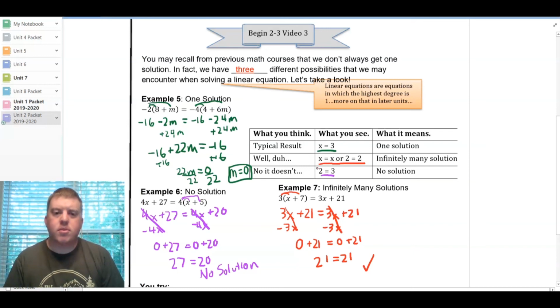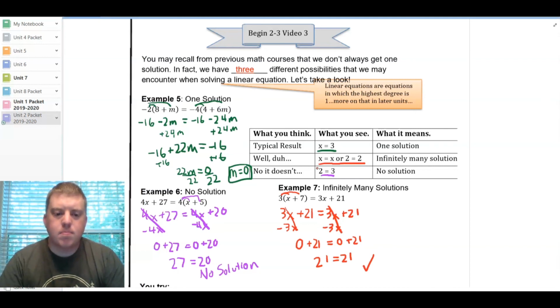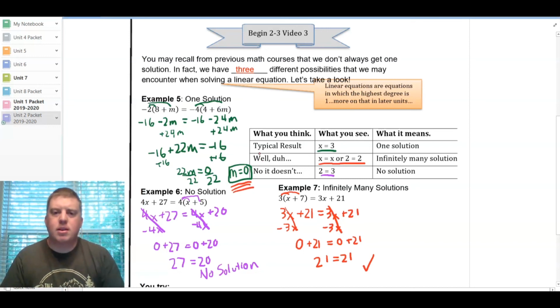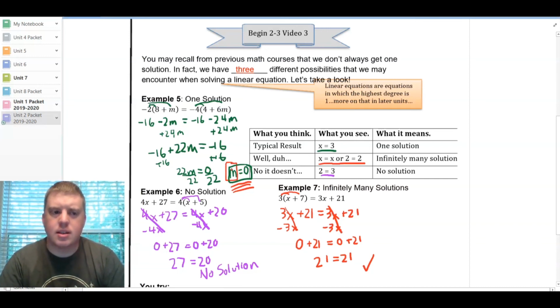Alright, so those are the three different combinations of possibilities you will run into as you're working through these problems. The one that you're going to want to pay attention to most is remembering that m equals 0 is actually a solution. A lot of people see that m equals 0 and they want to jump to the conclusion that it's no solution. You still have that variable, so it is going to be an actual solution. It's just that the solution is 0.